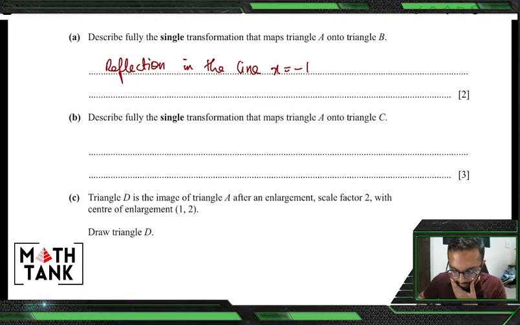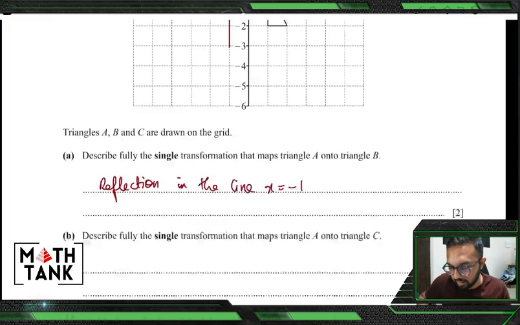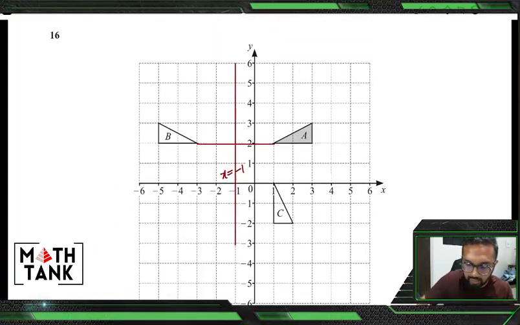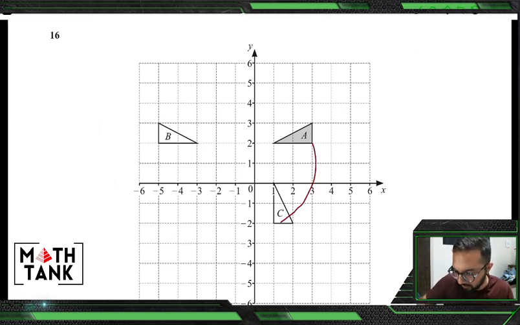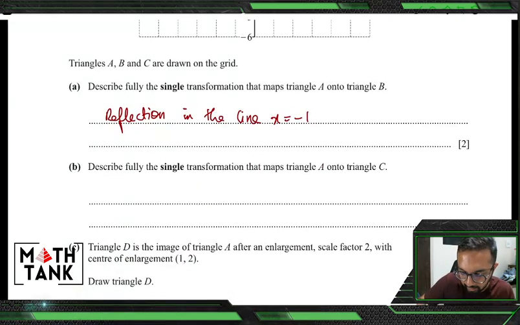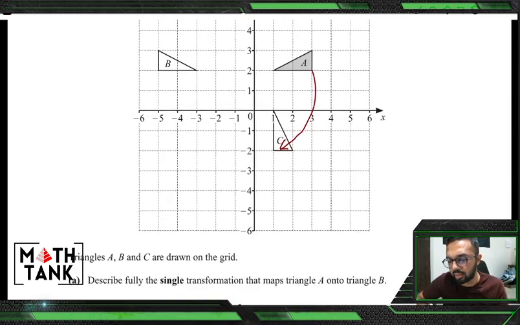Then describe fully the single transformation that maps triangle A onto triangle C. Now I can see that this one is a rotation. I can see that the shape has been rotated. It's sort of gone like that. So you can guess that I've moved clockwise. So I'm going to say that it's clockwise. Transformations are usually either 90 degrees or 180 degrees. This looks like 90 degrees. I'm also going to verify that. I'm just making a conjecture right now.